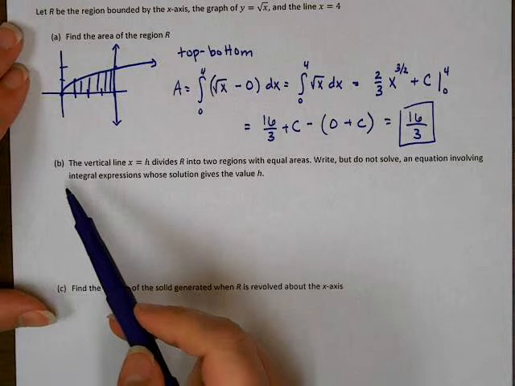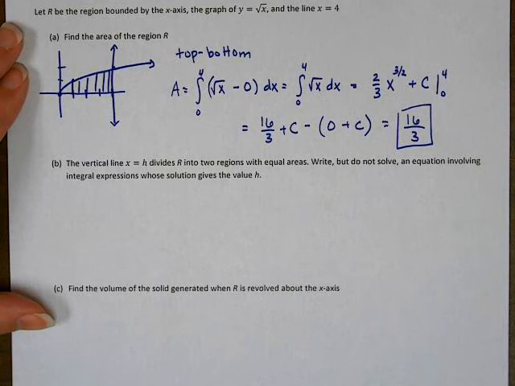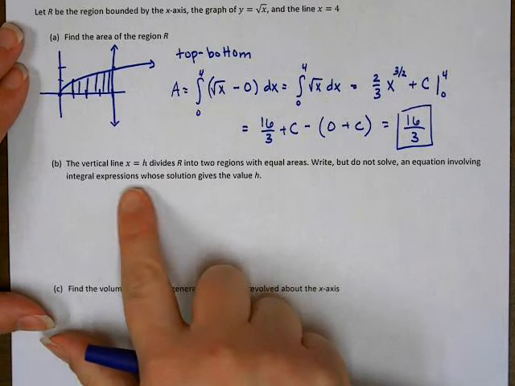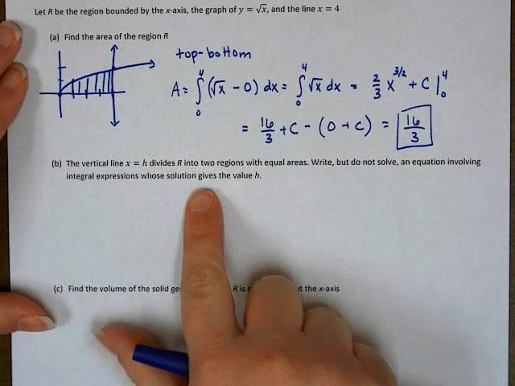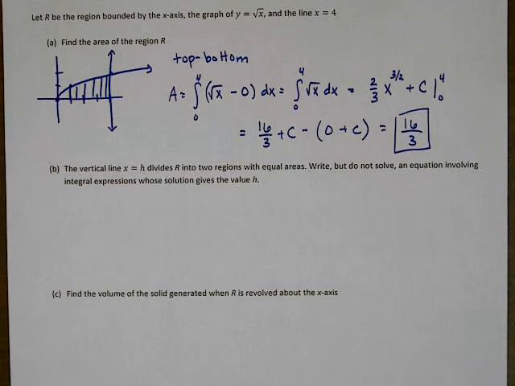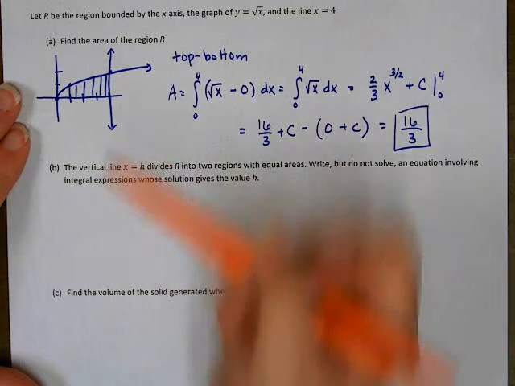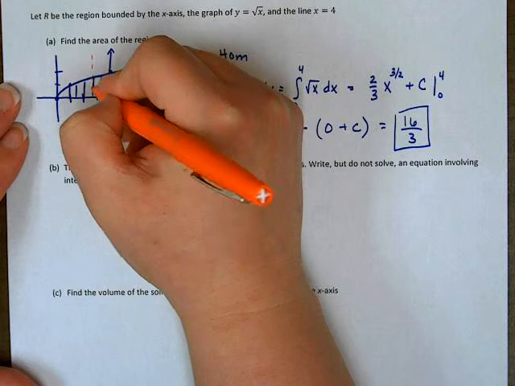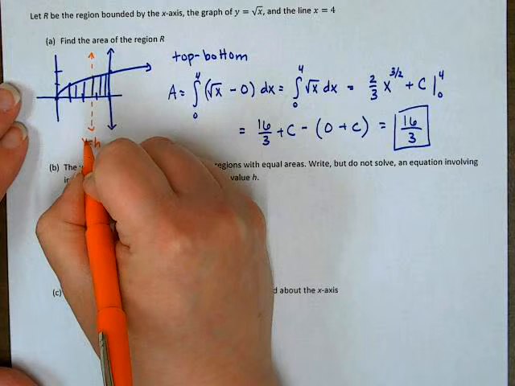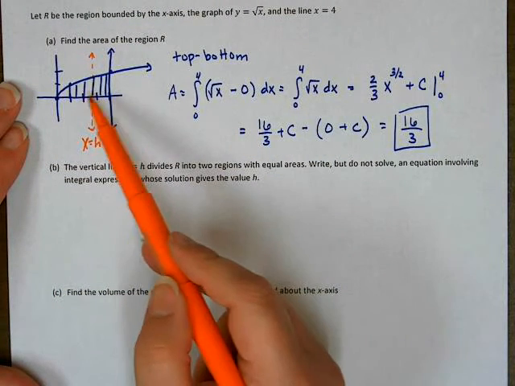Part B is something that's a little different. It says the vertical line x equals h divides R into 2 regions with equal areas. Write, but do not solve, an equation involving integral expressions whose solution gives the value of h. So really what we want to imagine is that we want to be able to draw some vertical line in here between 0 and 4 that's going to cut this area in half. I don't really know where it is, but I'm just going to pretend that it's right here. And I'm going to write x equals h. So we're imagining that that orange line there is cutting this area in half.